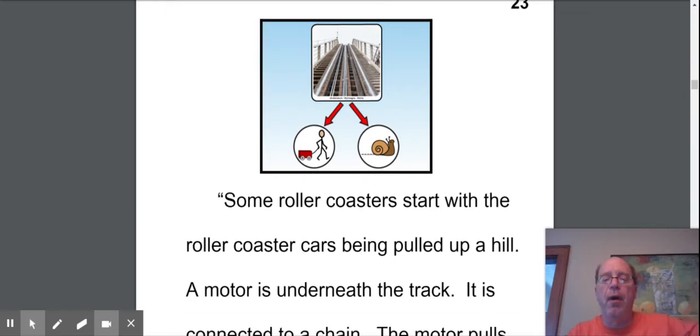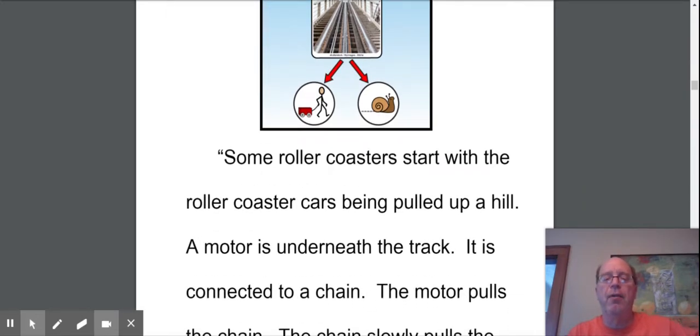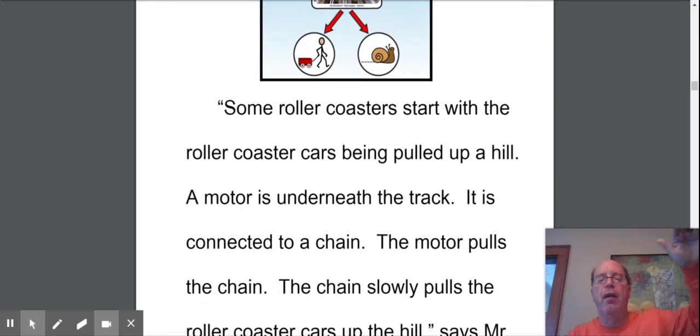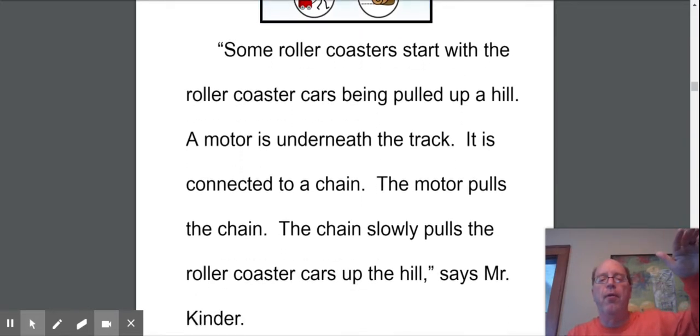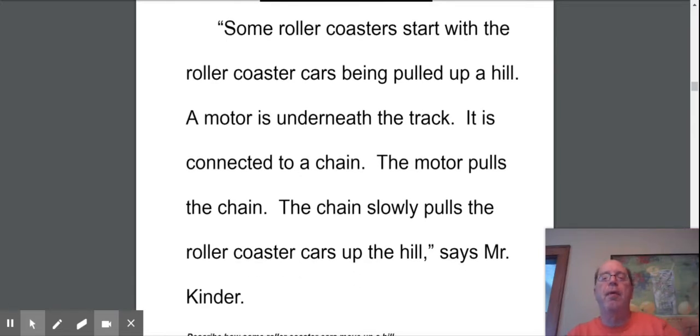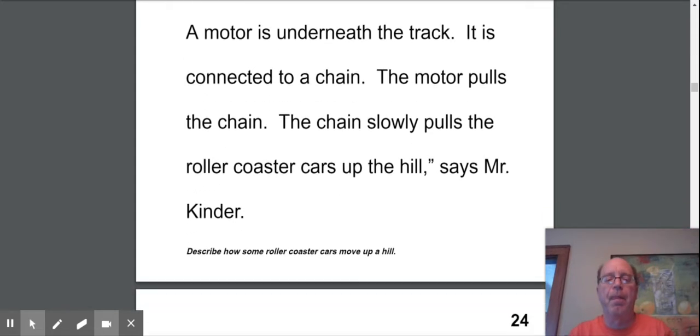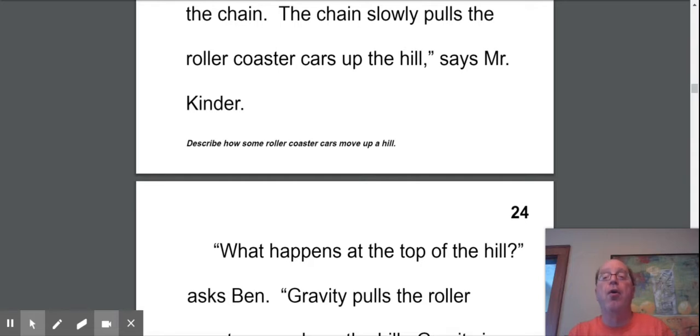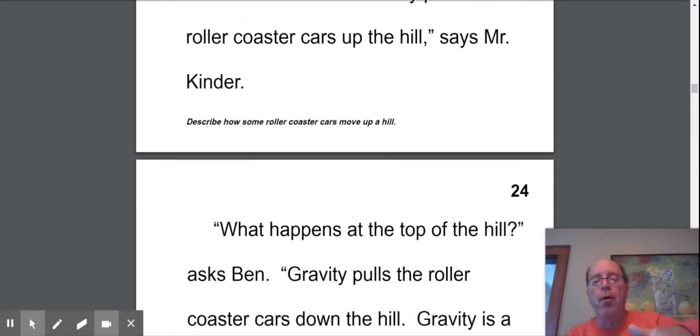And it says here, some roller coasters start with the roller coasters being pulled up a hill. A motor is underneath the track. It is connected to a chain. The motor pulls the chain. The chain slowly pulls the roller coaster cars up the hill, says Mr. Kinder. So it's going to be moving by a motor and it's pulling it up the hill. What happens at the top of the hill? Asked Ben. Gravity pulls the roller coaster cars down the hill.